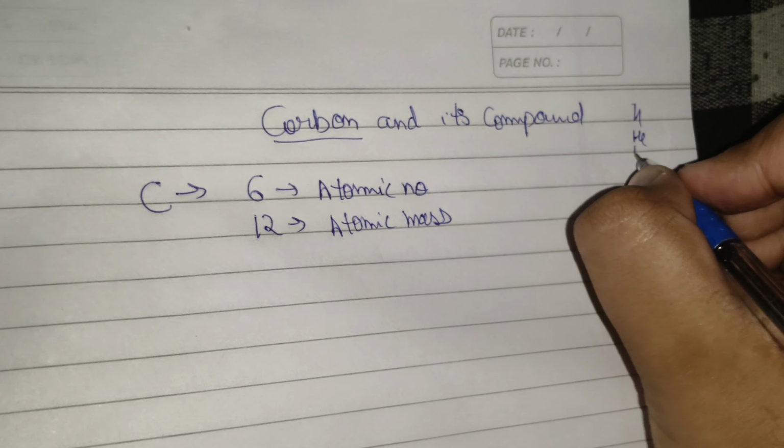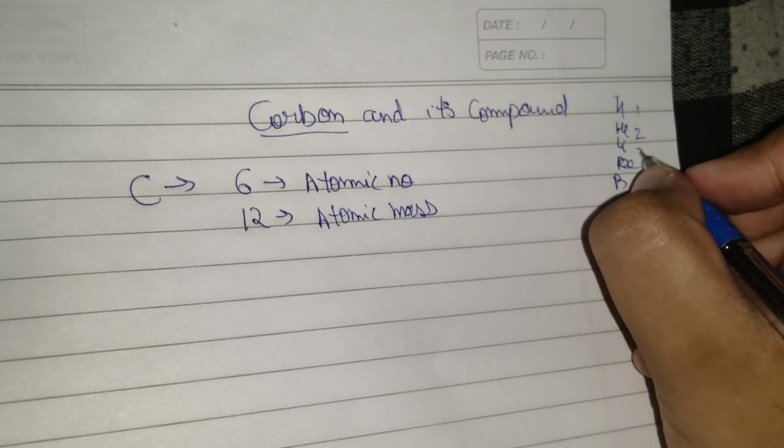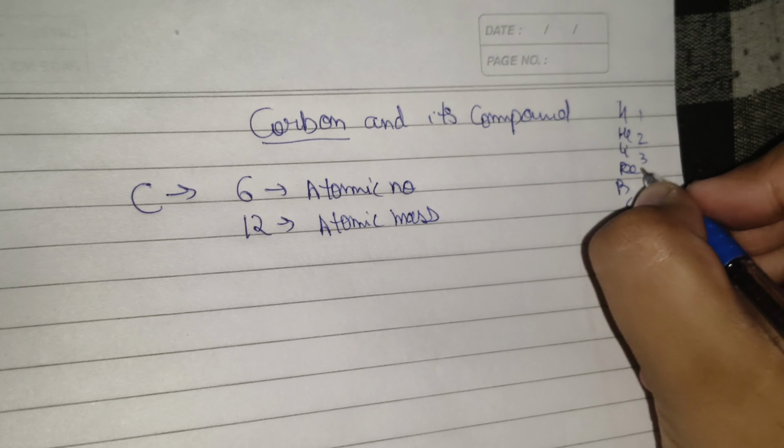Hydrogen, helium, lithium, beryllium, boron, and carbon: 1, 2, 3, 4, 5, and 6. So that means here is the nucleus, and here are the electrons: two electrons in the first shell, and then the next shell has four electrons. If we group its electrons in terms of shells, these are K, L, M.